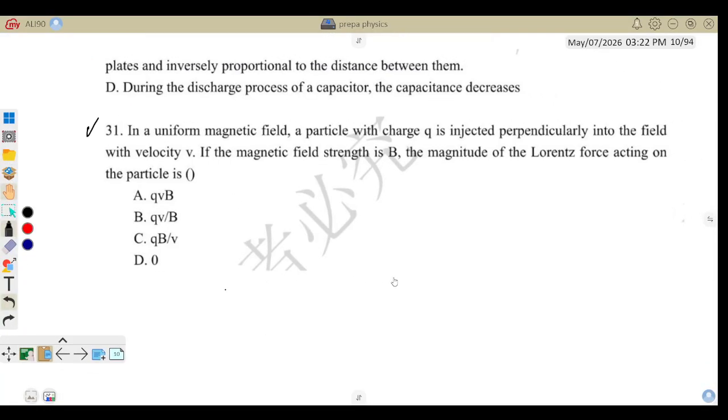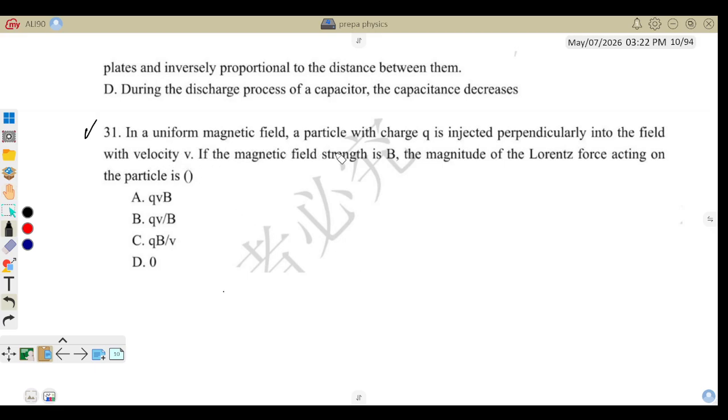For 31 here we have, in a uniform magnetic field, a particle with charge Q is injected perpendicularly into the field with velocity v. If the magnetic field strength is B, the magnitude of the Lorentz force acting on the particle is. Which one of these four is the correct one?